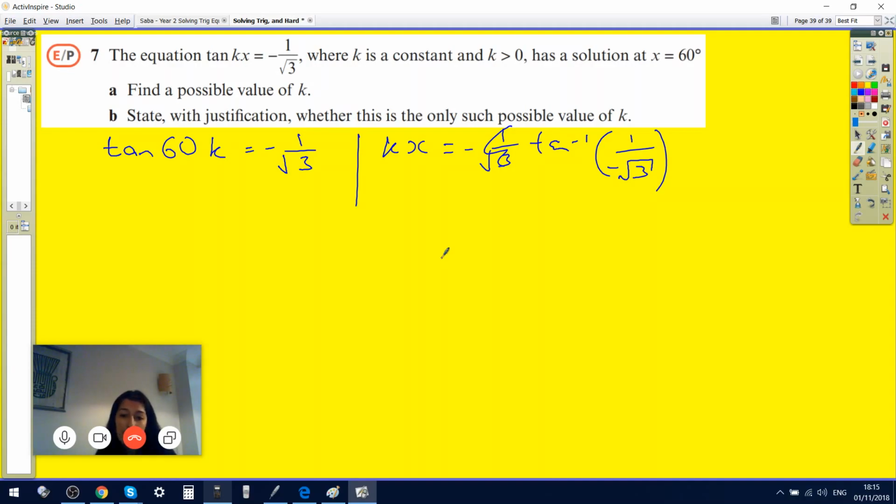Sorry, just a second. kx equals tan inverse. Tan inverse of minus 1 over root 3 is minus 30. Oh, go on, what's 7p?